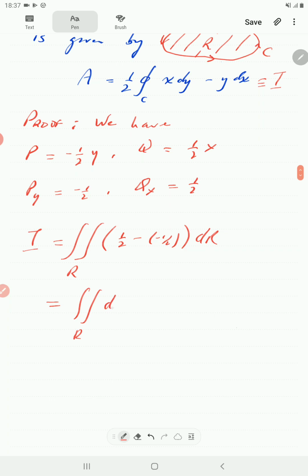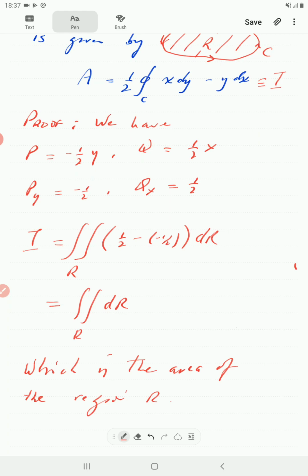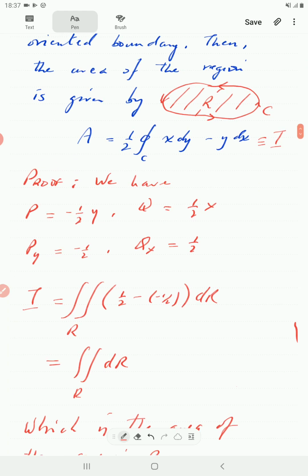So this is just this integral here, and we know, of course, this is just the area of the region R. So there's an interesting theorem which says that we can find the area of a region by simply integrating around its boundary here.